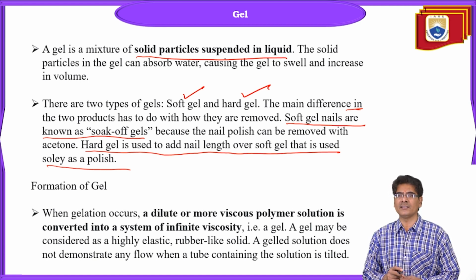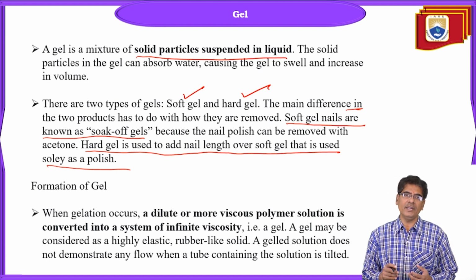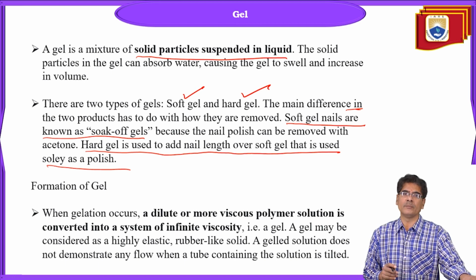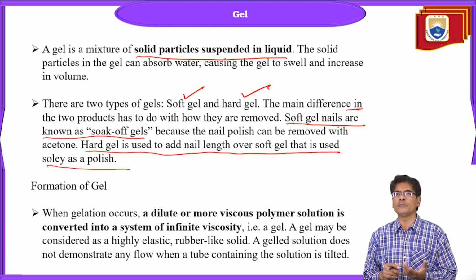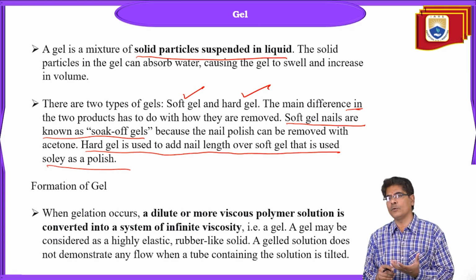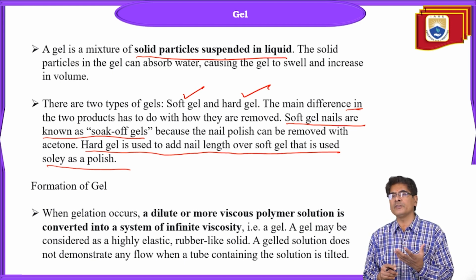One is a soft gel and the other is a hard gel. The main difference in these two products has to do with how they are removed. Soft gel nails are known as soak-off gels because the nail polish can be removed with acetone. Hard gel is used to add nail length over soft gel that is used solely as polish. Right? So how does the formation of gel take place?